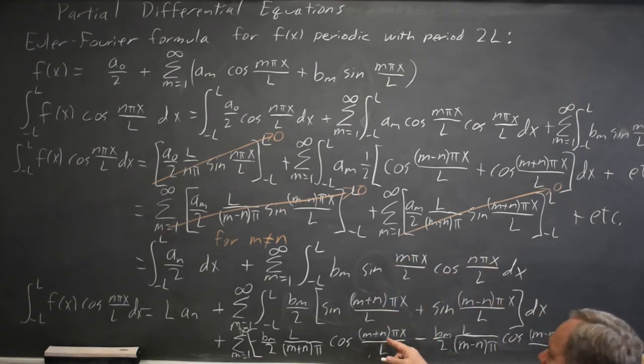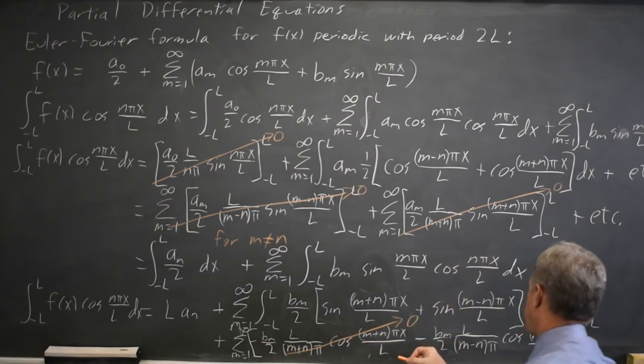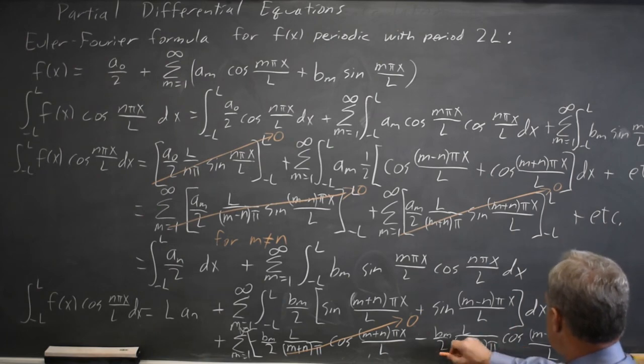Cosine of m plus n pi L over L is cosine of m plus n pi, which is positive if m plus n is even, negative if m plus n is odd, but in either case it's equal to the same value at x equals negative L, because cosine is an even function. So when I take the value at L and subtract the value at negative L, I'll get 0. And the same thing here.